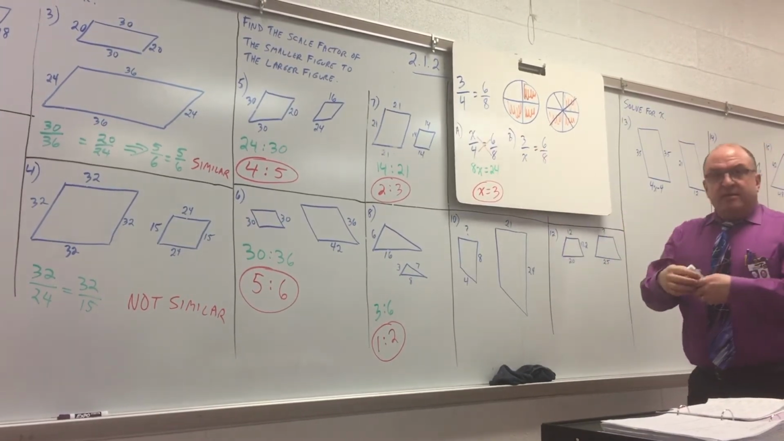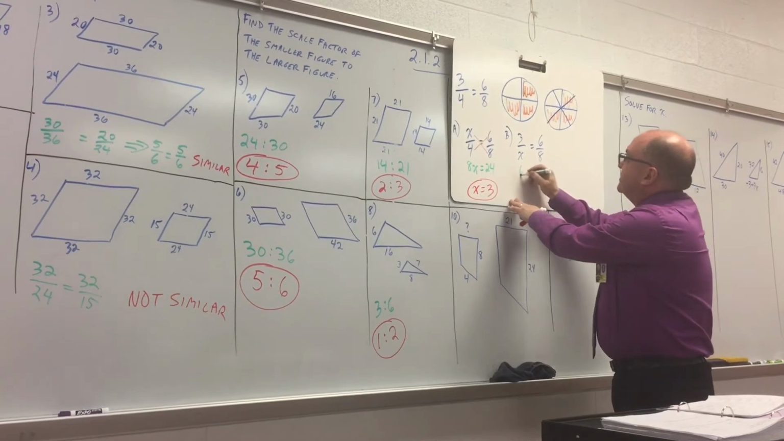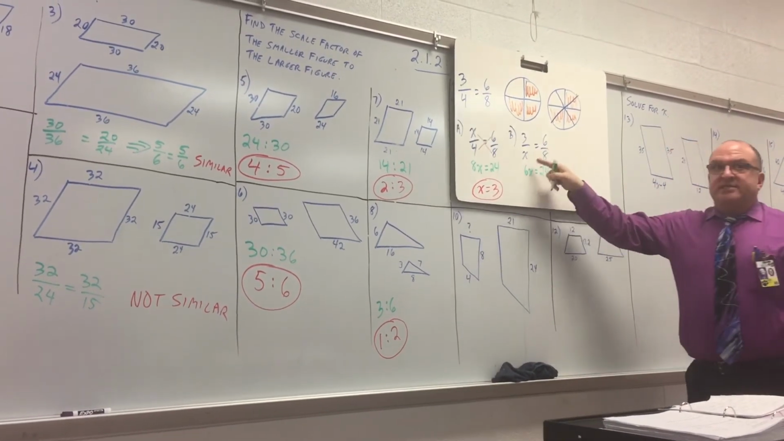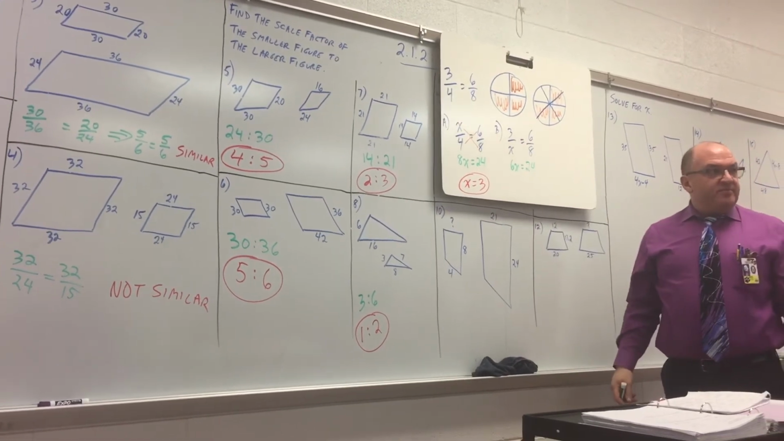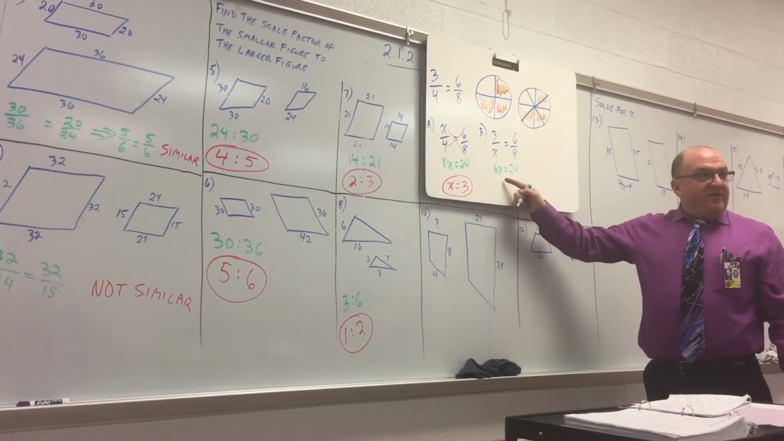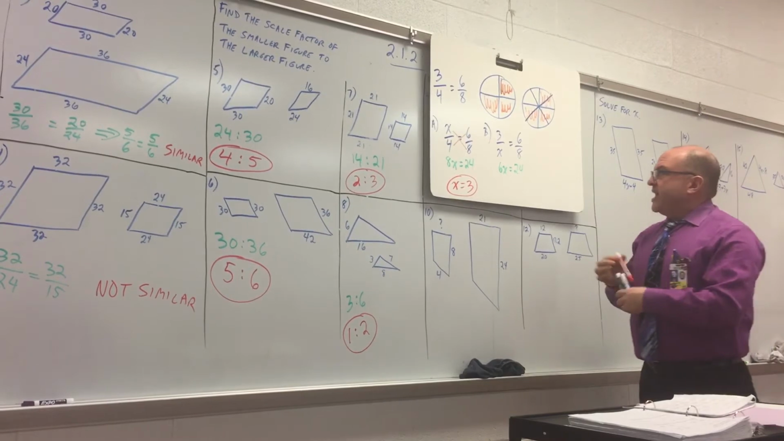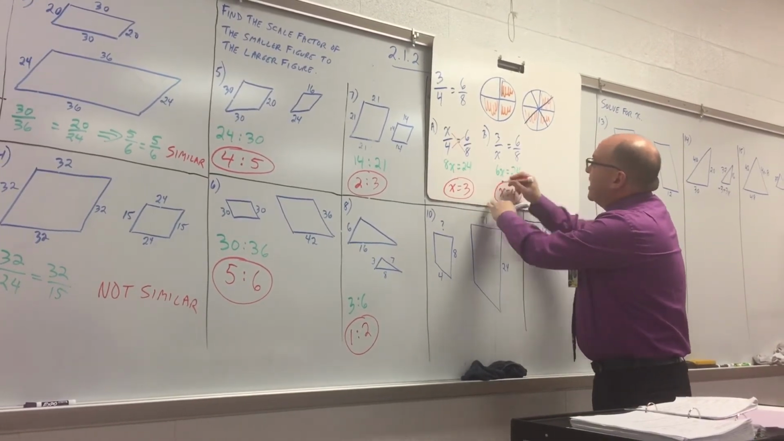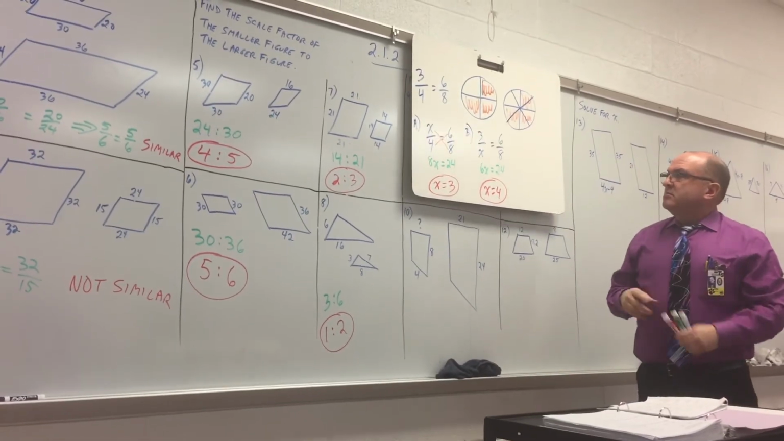I would say 6x equals 24, right? 6 times x equals 3 times 8. I divide by 6. What do I get? 4. X equals 4.